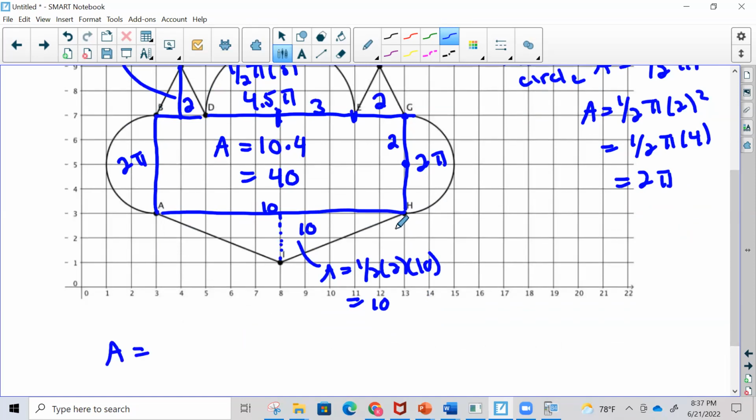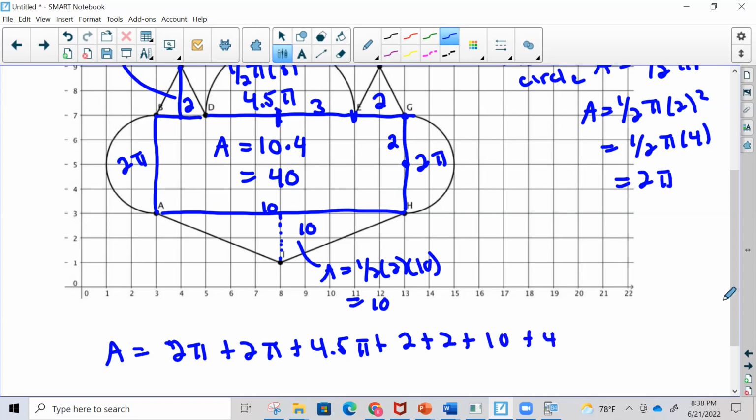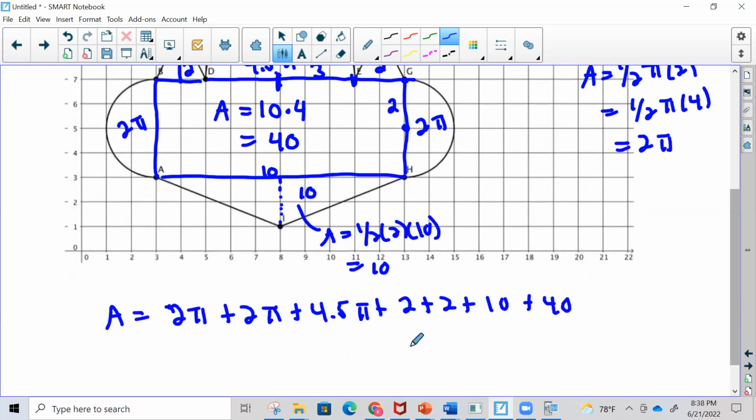So we have, I'll put the circles together. We have 3 circles, or 3 half circles, 2 pi, 2 pi, and 4.5 pi. And then I have the 3 triangles, which is 2, 2, and 10. And then I have the 40. Okay, and just make sure that you get all the pieces, that you don't forget something.